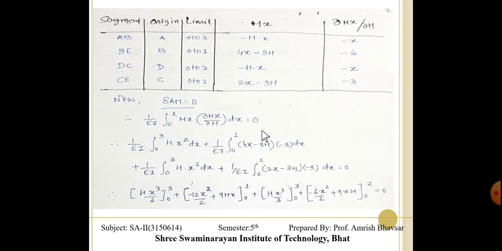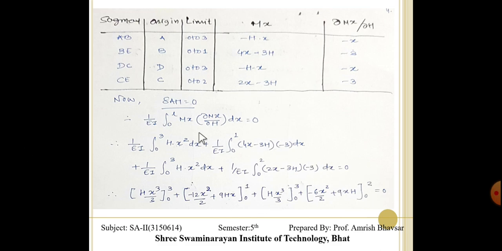Now integration of this, that is hx cube by 3, 0 to 3, minus 12 into x square by 2 plus 9hx, 0 to 1, plus hx cube by 3, 0 to 3, plus in the bracket minus 6 x square by 2 plus 9xh, integration 0 to 2, is equal to 0.